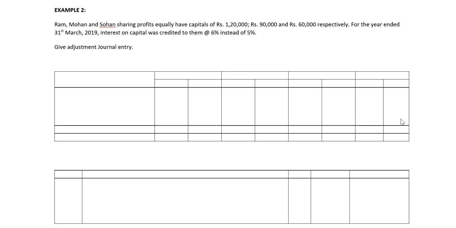Example 2. Ram, Mohan and Sohan, sharing profits equally, have capitals of rupees 1,20,000, rupees 90,000 and rupees 60,000 respectively. For the year ended 31st March 2019, interest on capital was credited to them at 6% instead of 5%. Give adjustment journal entry.